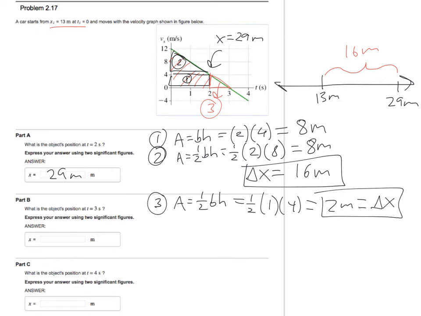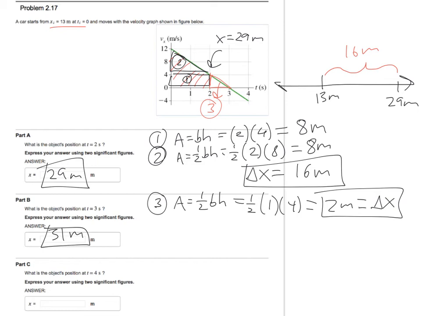So since I know that I was at 29 meters, my displacement is a positive 2 meters. My change is a positive 2, is really what that means. My final position will be 31 meters. I could have gone from this initial 13 and found the entire area of that triangle, but since I already knew where I was at 2, I only found that little extra bit. But either way would work.